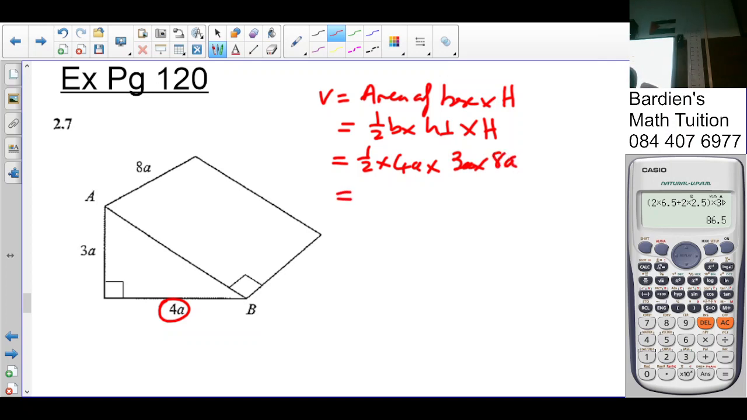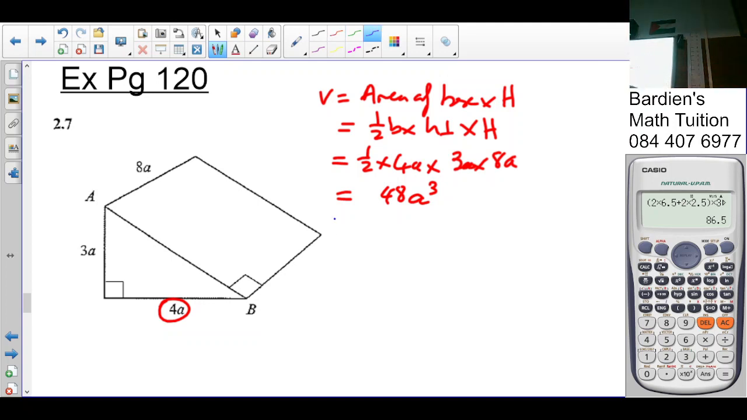Can you see that? 4 times half is 2. 2 times 3 is 6. And 6 times 8 is 48. 8 times 8 times 8 is 8. Okay.